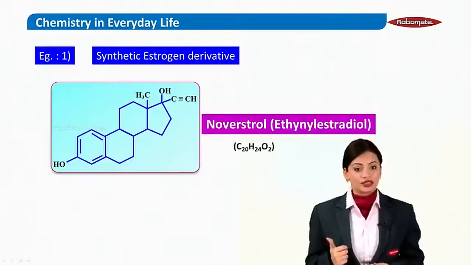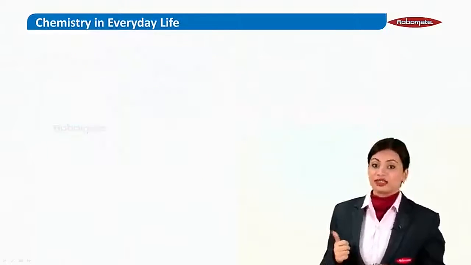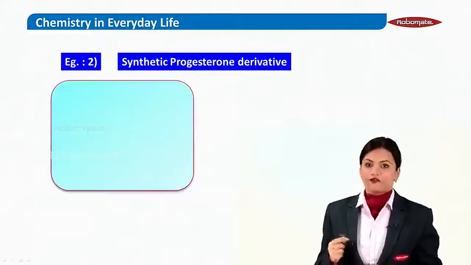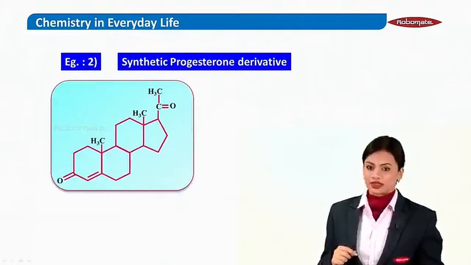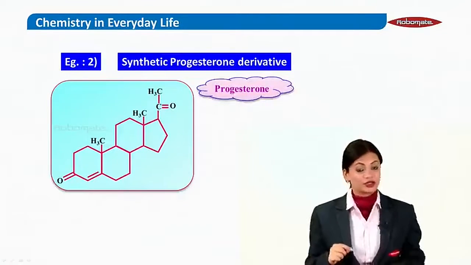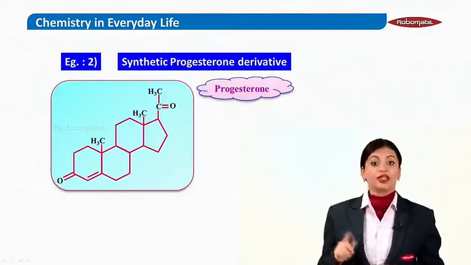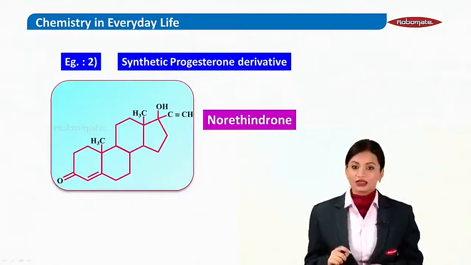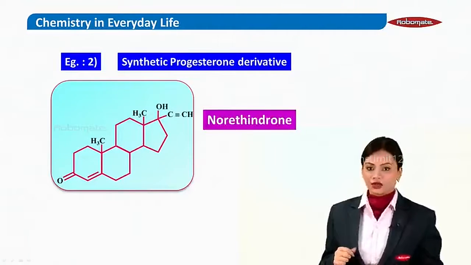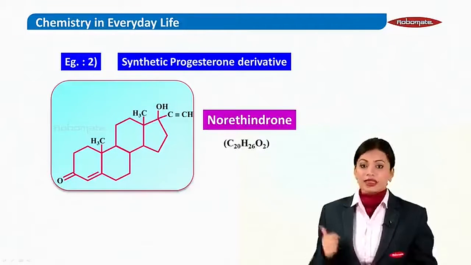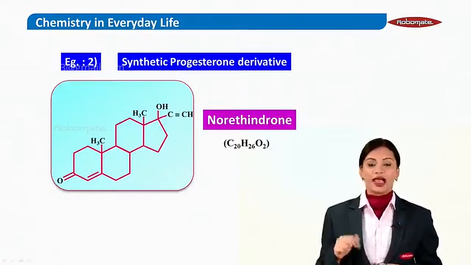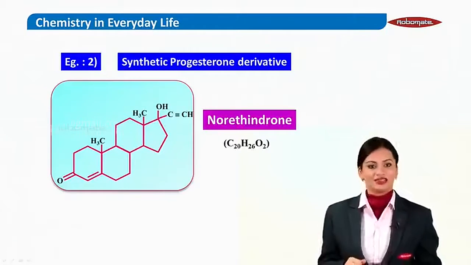Now, after this children, what we see is, after synthetic estrogen, we have synthetic progesterone derivative. For that, we start off with progesterone. This is the molecular structure of progesterone. Now, the derivative of progesterone looks somewhat like this. And this is known as norethindrone. Now, the progesterone and the estrogen derivatives combined and they make an anti-fertility drug.